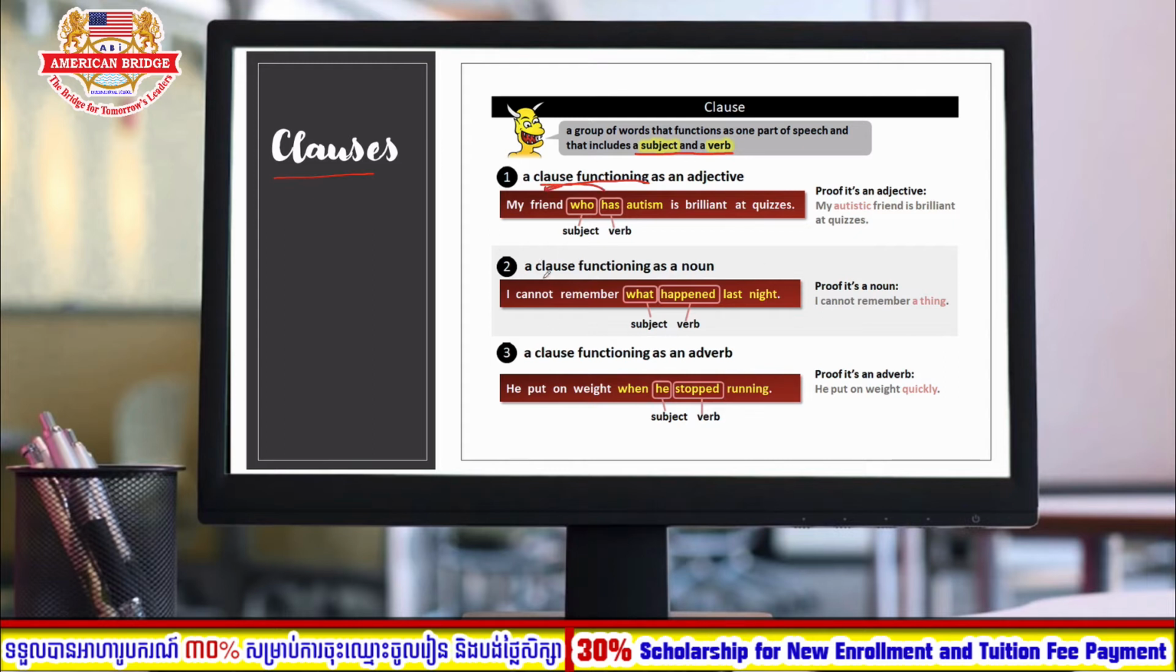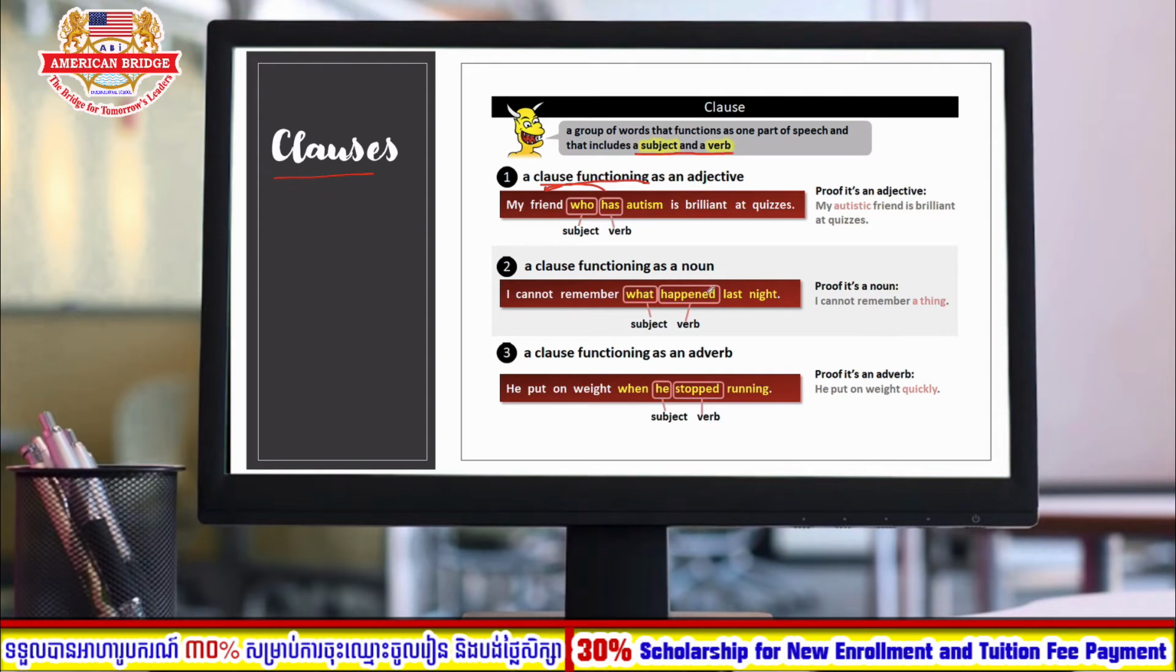Number 2, a clause functioning as a noun. I cannot remember what happened last night. So we have what functioning as the subject and happened functioning as the verb. All of this clause here functions as a noun.